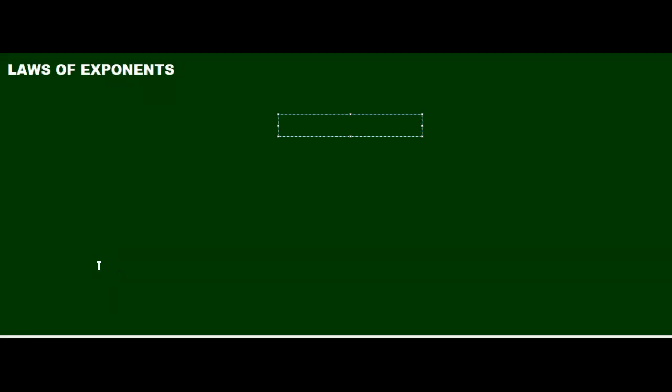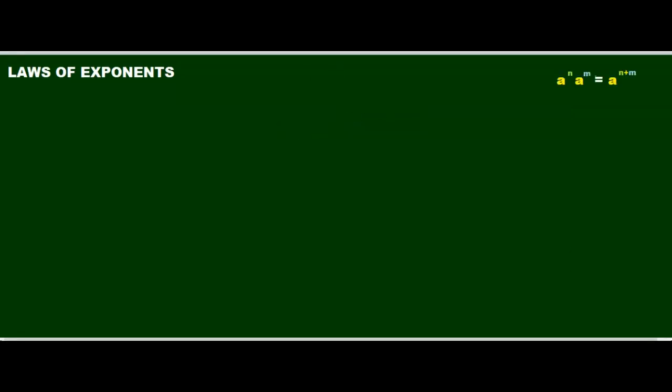Today I'm going to cover the laws of exponents. One law states that if you have a to the power of n times a to the power of m, we can conclude that we get a to the power of n plus m. Why is this so? Let's look at an example.